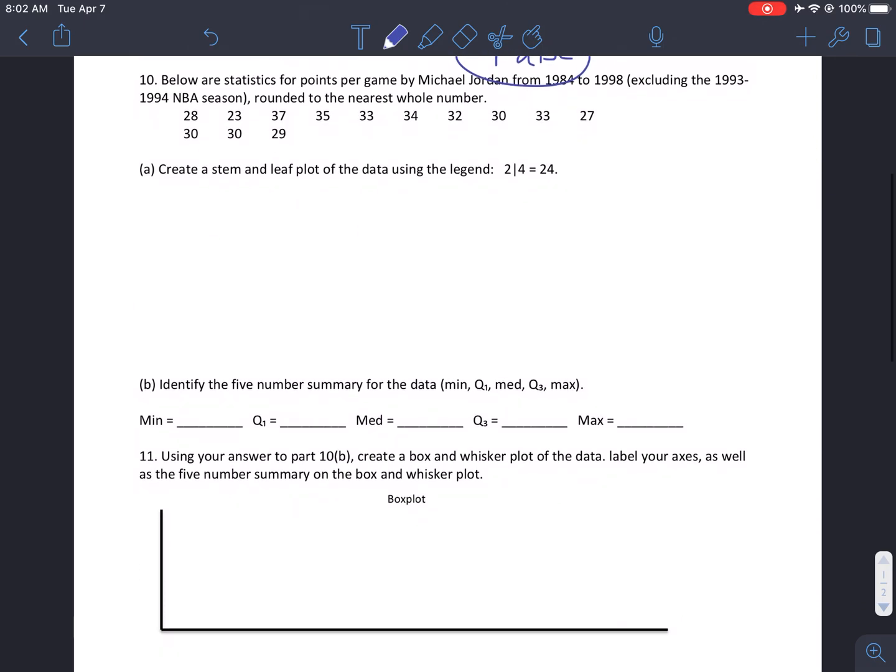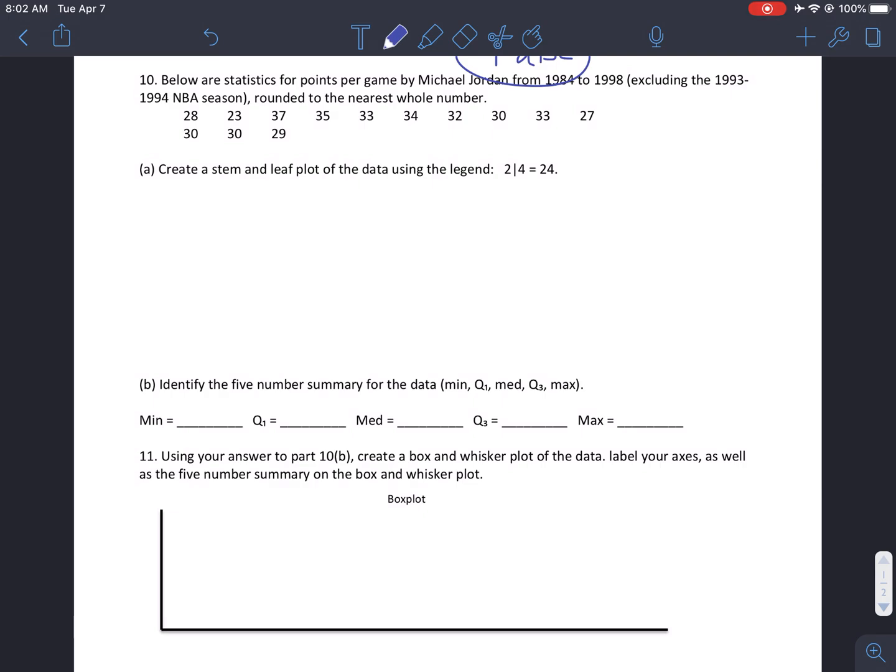Number 10. Below are statistics for points per game by Michael Jordan from 1984 to 1998, one of my favorite basketball players. Excluding the 1993 to 1994 season where he tried to play baseball. It didn't work out so good.